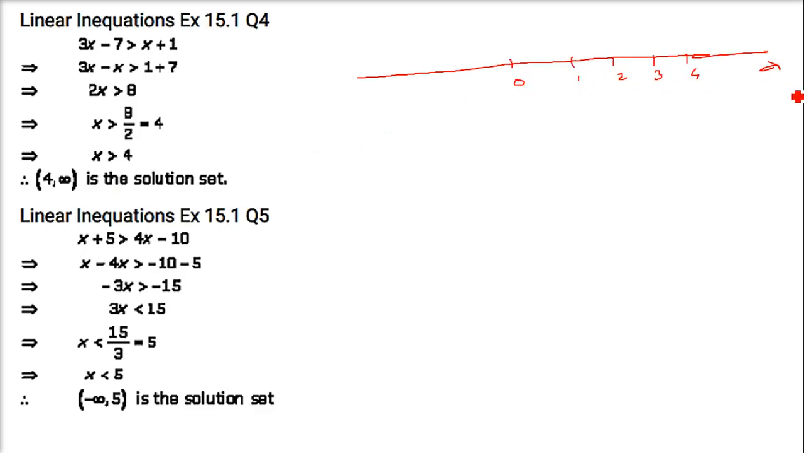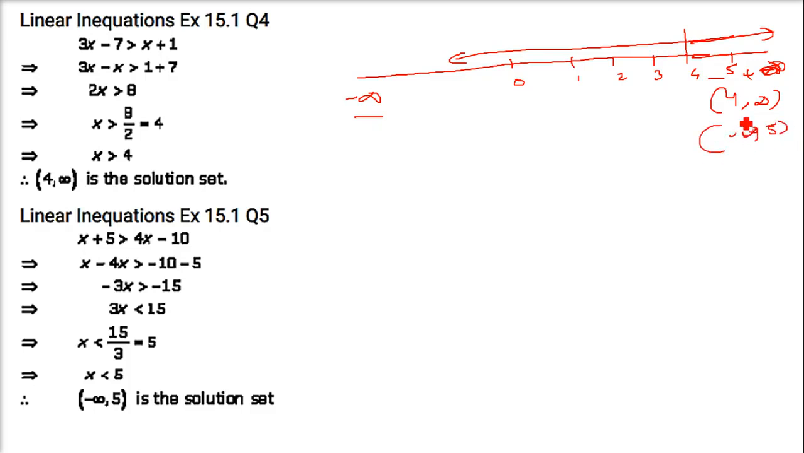So whenever we say, this is plus infinity, this is minus infinity. Whenever we say x is greater than 4, we are talking about anything which is greater than 4. So 4 and infinity will be the solution. Whenever we say some x is less than 5, we are talking about anything which is below 5. So the solution will be minus infinity to 5. Okay. So everywhere we are going to follow the same logic, same type of representation.